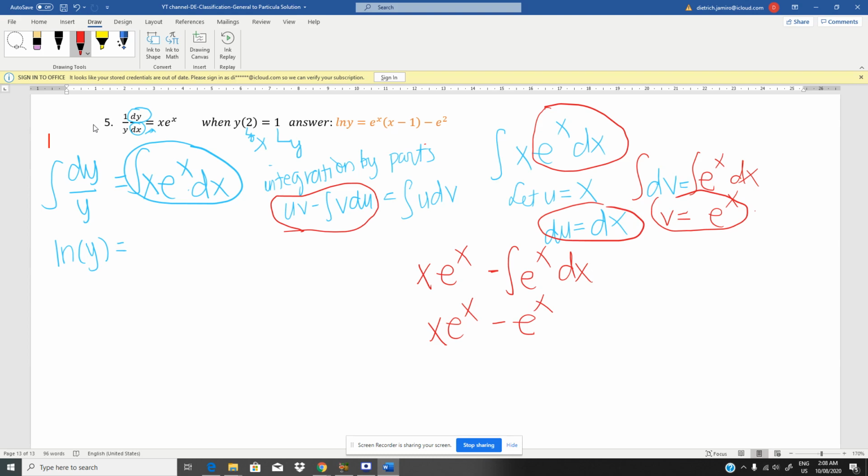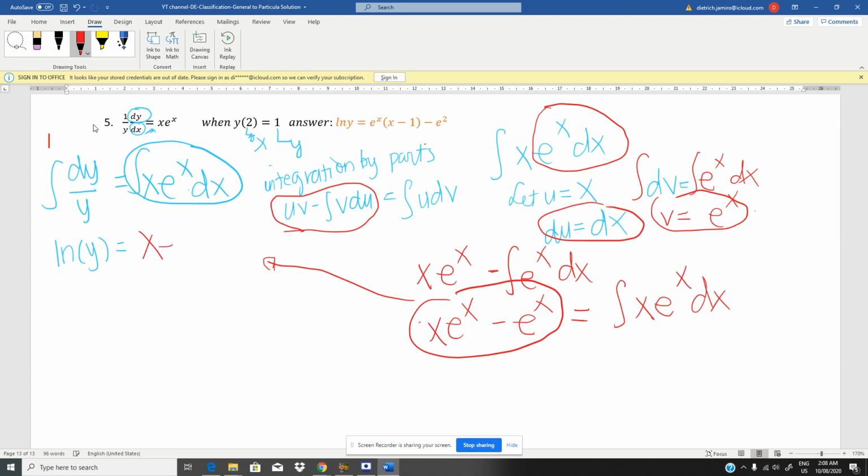So now we will substitute this one, which is equivalent to the integral of x e to the x dx, into here. So we will have x e to the x minus e to the x plus c. And now we will substitute our given initial condition that y of 2 is equal to 1. So we will substitute this 2 for x, and then this 1 for y.